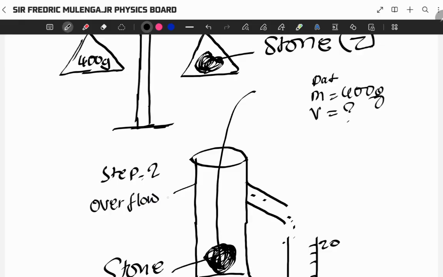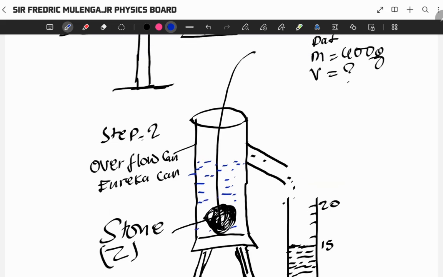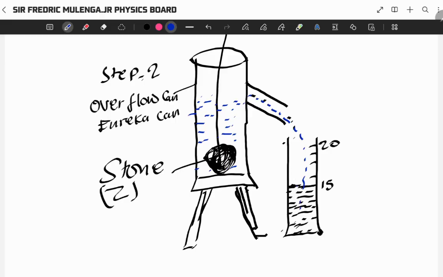Overflow can. This one is also called a Eureka can. So what do you do? You get a Eureka can and fill it with water until it reaches the spout here. Then you get a stone tied to a thin string and lower it into the overflow can. What happens is that the water will rise, and when it rises, it will start dropping here, dropping into the measuring cylinder placed just under the spout.